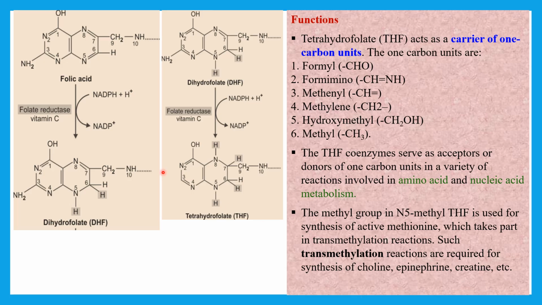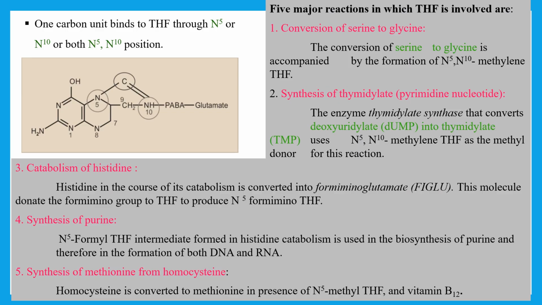So these are the two sites, the N5 and N10 positions. These act as the sites where the one carbon species can be loaded. In the loaded state, the one carbon species can be carried to various sites in various metabolic reactions. Wherever it is required, it is donated to those sites. You can see here, the N5 and N10 can easily load the one carbon species.